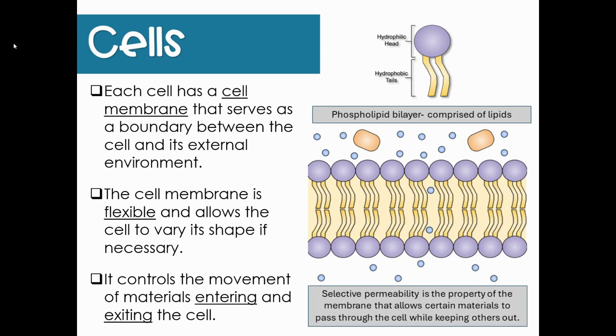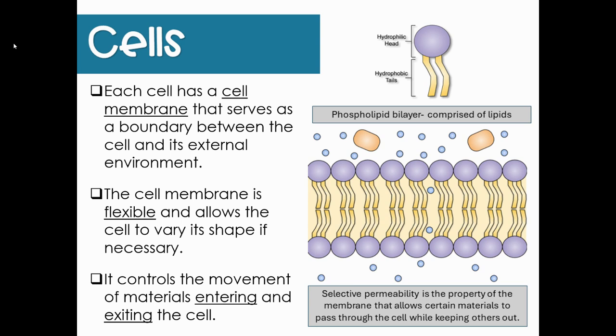Now, each cell has a cell membrane, and that cell membrane is just going to serve as a boundary between the outside of the cell and the inside of the cell. If you'll remember, the cell membrane is very flexible and fluid, and the purpose in that is to allow the cell to maintain its shape, but also allow ions and gases and things that are important to the functioning of the cell to pass through the cell membrane. The cell membrane controls the movement of materials moving in and out of the cell. And so we have an adjective that we use to describe the cell membrane, and that's selectively permeable. So selectively permeable just means that the cell membrane gets to decide what comes in and what leaves the cell.